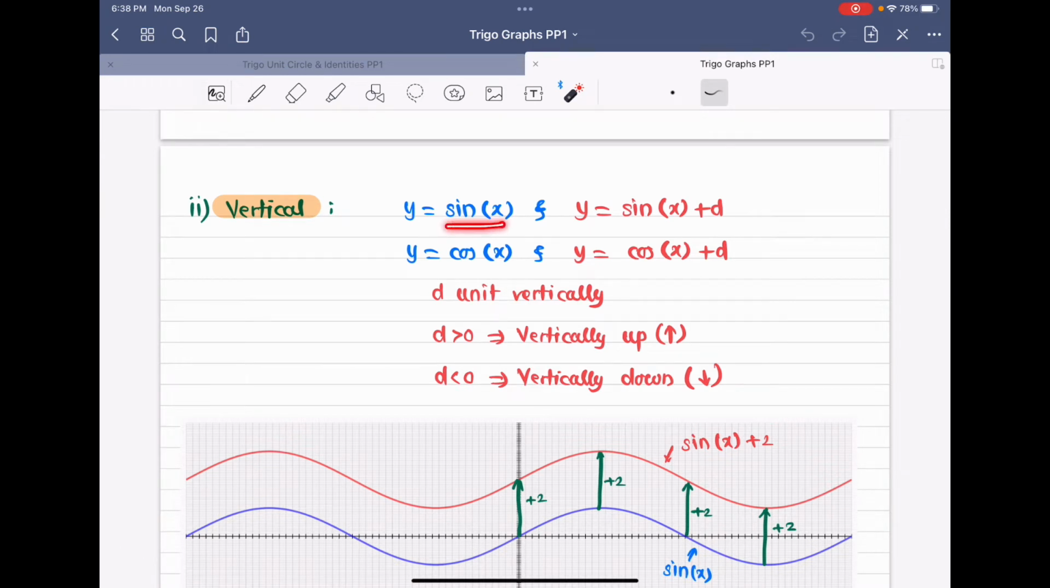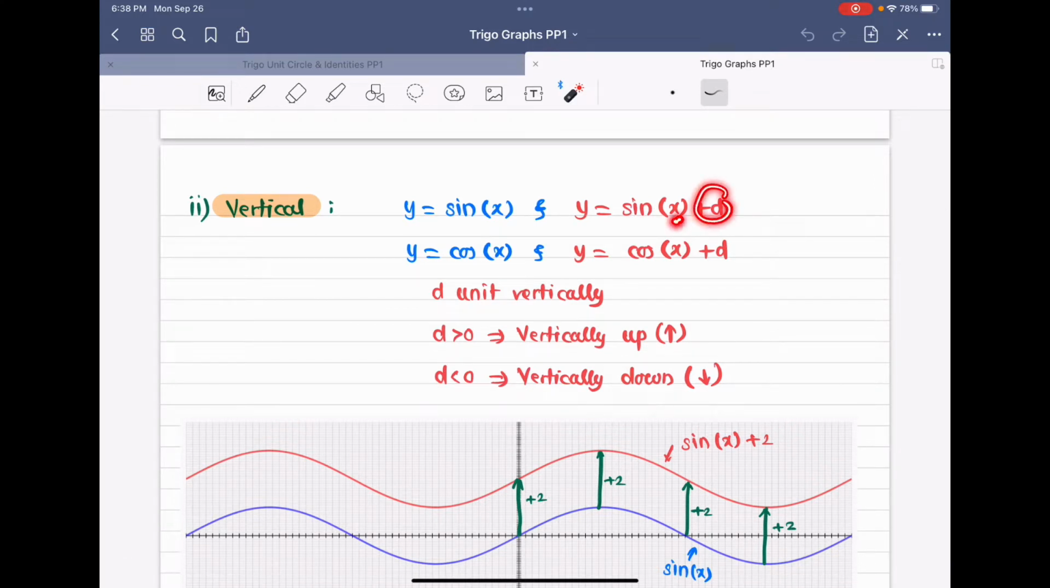Same way, vertical. Again I am taking y is equal to sine x or y is equal to cos x. Vertical, that means it goes up or down. How? If you say sine x plus d, I'm not adding this d in x. x is your angle. I'm not adding this d in x. I'm adding this d in sine x or cos x. So d units vertically doesn't mean only upward. It could be downward also.